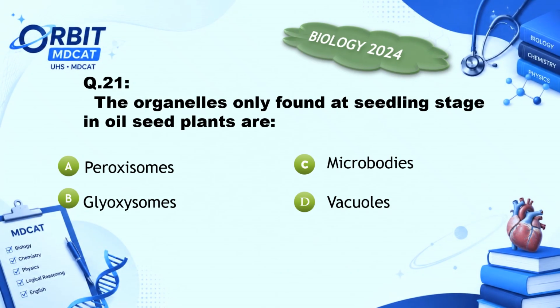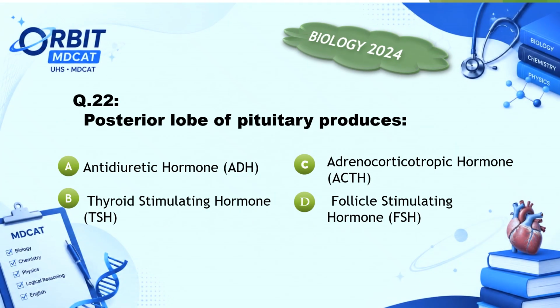Question number 21: the organelles only found at seedling stage in oilseed plants are A. Peroxisomes, B. Glyoxysomes, C. Microbodies, D. Vacuoles. Question number 22: posterior lobe of pituitary produces A. Antidiuretic hormone, B. Thyroid stimulating hormone, C. Adrenocorticotropic hormone, D. Follicle stimulating hormone.